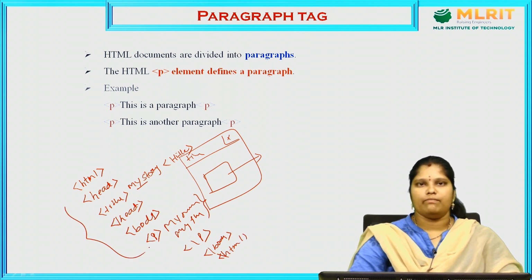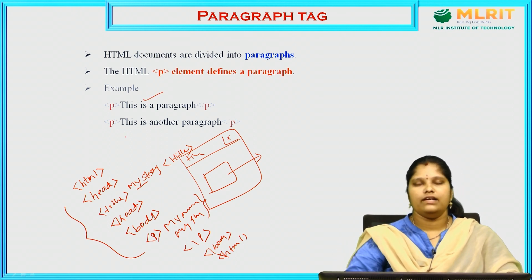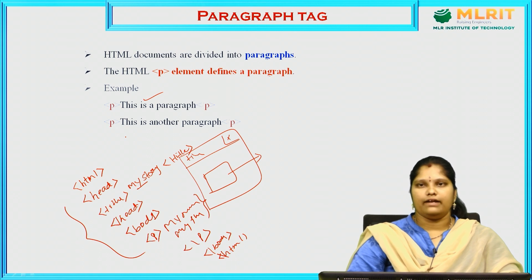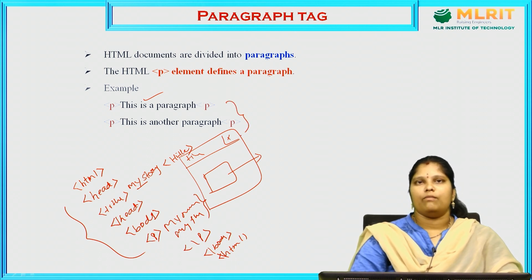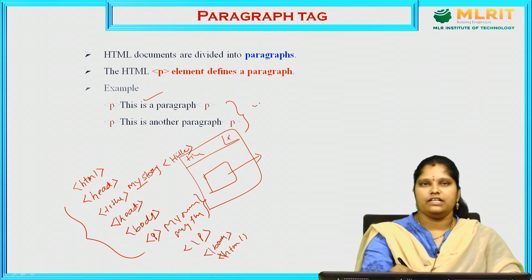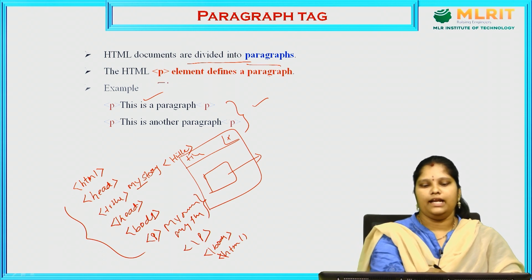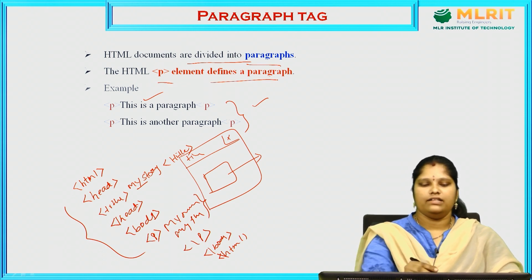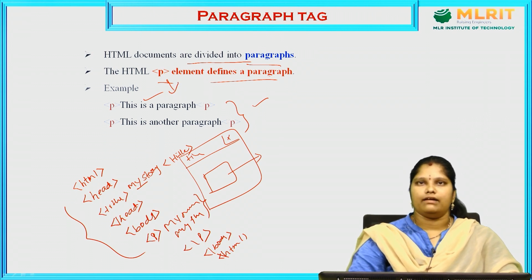This is the program for paragraph, right? This is a paragraph and this is another paragraph, right? These two statements are displayed in the form of paragraphs. This is the basic tag we need to use in an HTML web page, right? HTML documents are divided into paragraphs and the P element defines the paragraph. This is the tag we have to use for inserting paragraphs, right?